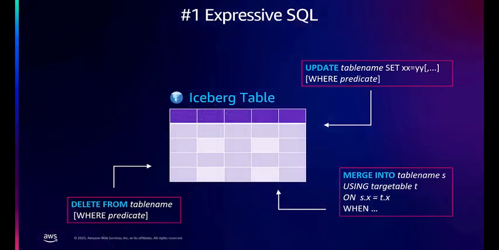Now let's look at some of the Apache Iceberg feature highlights. One of them, which we covered, is expressive SQL. So you can pretty much write the same ANSI SQL compatible operations that we used to do in our RDBMS days, right?